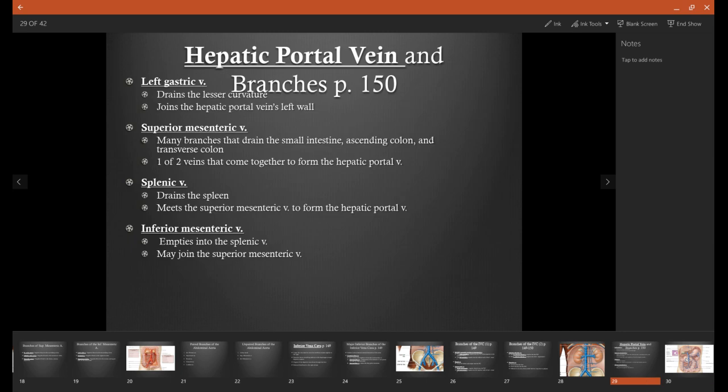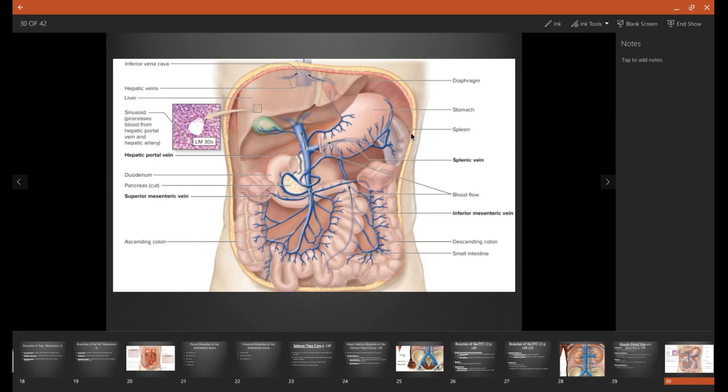Now the last part of this system is also left gastric vein. This is a little smaller one, draining the lesser curvature of the stomach, but it's just going to drain straight into the portal vein as well. And that's what we see going on right here. Left gastric vein going just straight into the hepatic portal vein.